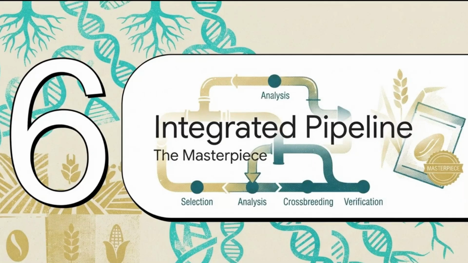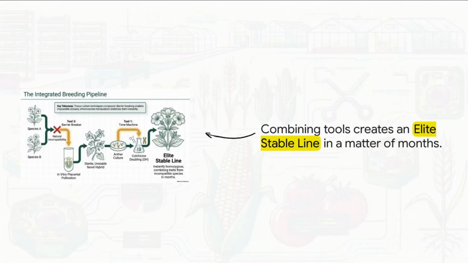Which brings us to our final section, Section 6, the integrated breeding pipeline. This is the masterpiece. This is where the compounding power of tissue culture becomes truly unmatched. A breeder starts by using the barrier breaker, that in vitro placental pollination we just talked about, to force a completely impossible cross between two different species. The result is a highly novel but totally sterile and unstable hybrid.